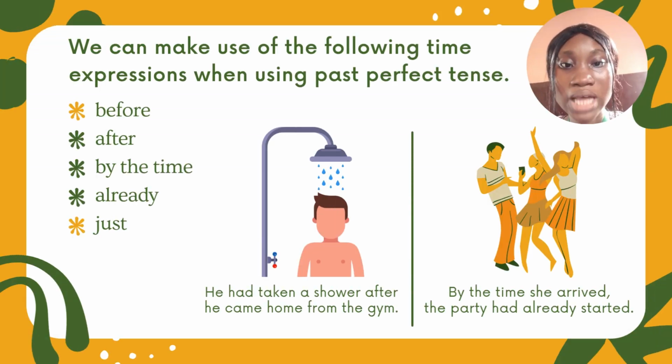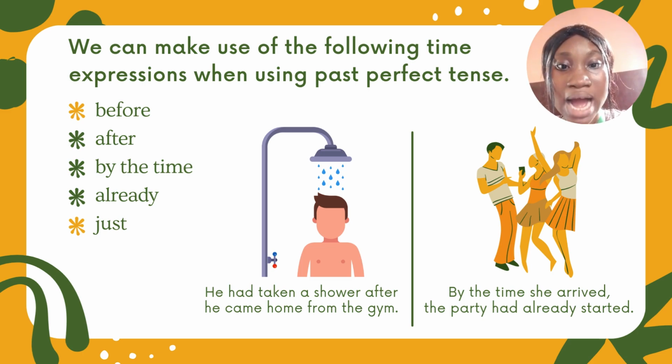So here are some keywords that we can make use of when we're trying to construct a past perfect tense kind of sentence. You can make use of words like before, after, by the time, already, just. But take note that you are always going to make use of had, H-A-D, had, and the past participle of a verb. Example: he had taken a shower after he came home from the gym. That means he came home from the gym, and when he got home, what did he do? He took a shower.